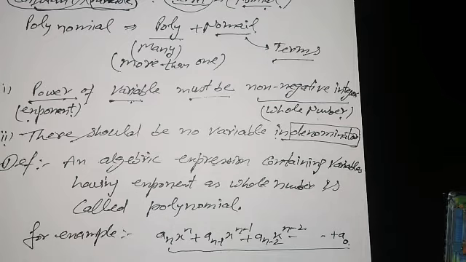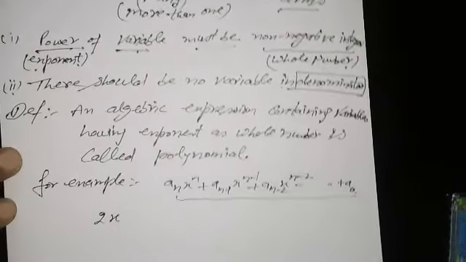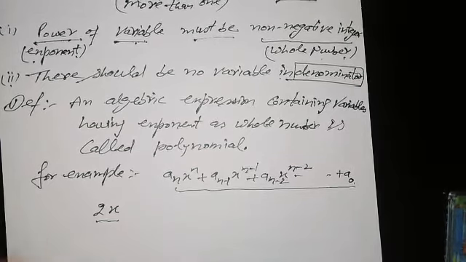I used the words many terms, but in the definition I did not use them. Why? The question arises whether a single term can be said to be a polynomial? I think yes. How? If you have this type of expression, is this expression called a polynomial? Yes.